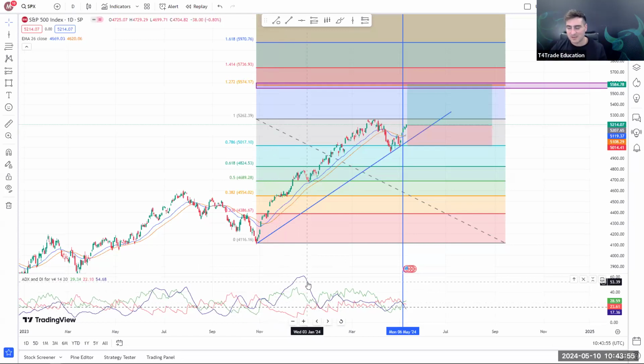Again, it is delayed, but still. We are currently not witnessing any of this. Plus, the negative DI is above the threshold of pretty much 20. It's currently at 23.6.